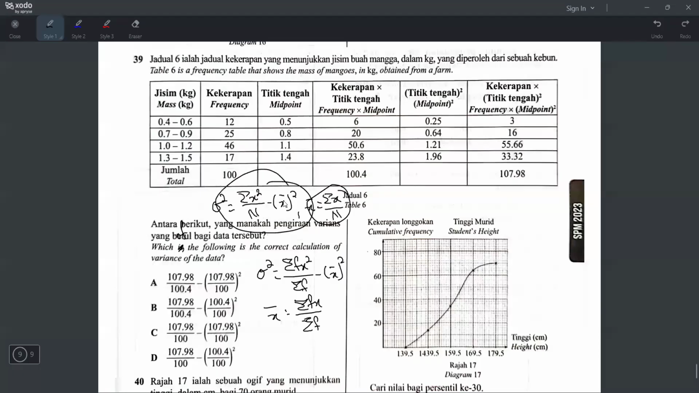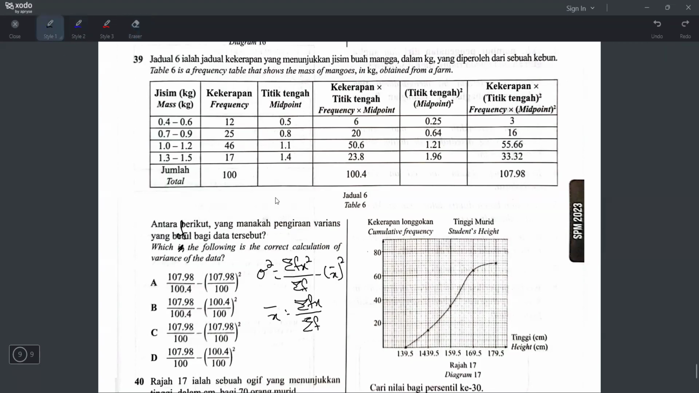Ini kalau tak ada frequency. Kalau your data tak ada frequency, you use this. But kalau ada frequency, you have to use this one. Alright? And if it's a group data, data terkumpul, for the x you have to use midpoint. So can you tell me this question, dia ada frequency, right? So I will erase this, because I have to use the formula bawah.